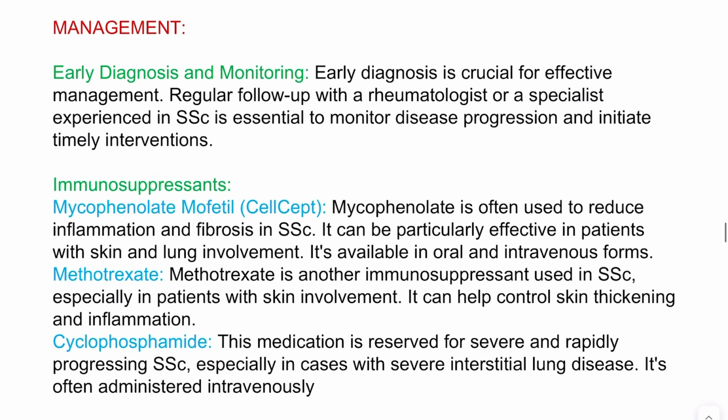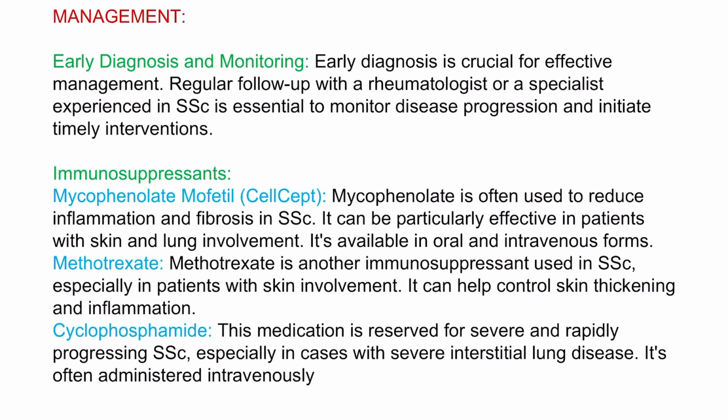What about the management? How are we going to manage the patient? So early diagnosis and monitoring is important. Regular follow-up with a rheumatologist or a specialist experienced in systemic sclerosis is essential to monitor the disease progression and initiate timely intervention. Immunosuppressants play a key role in the management of systemic sclerosis.